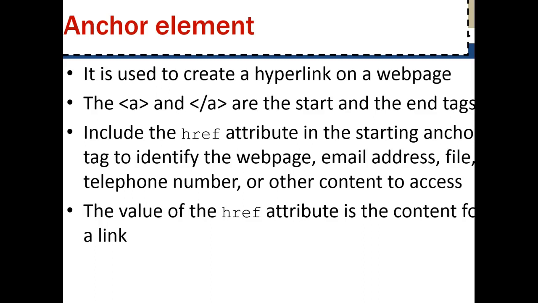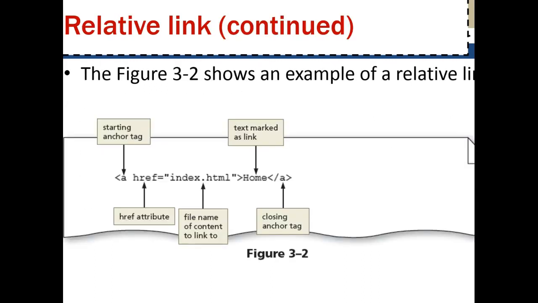So let's look at an example here. Here we have a starting anchor tag, the a, and then we have the href attribute, and we are linking it to this page. This is the file name. Every page has a file attached to it, so index.html is a page, and that's the file name that you're going to link to. You want people to click on Home and go to index.html. So that Home part that we have here is the text marked as a link. And then we close our anchor tag.